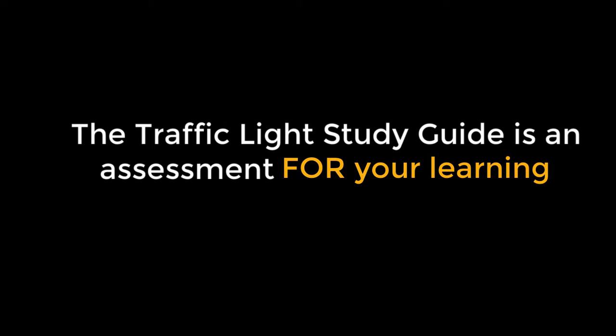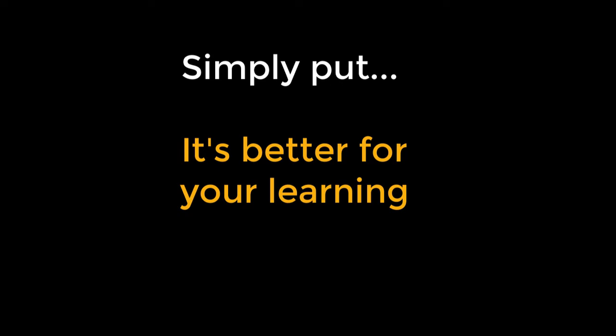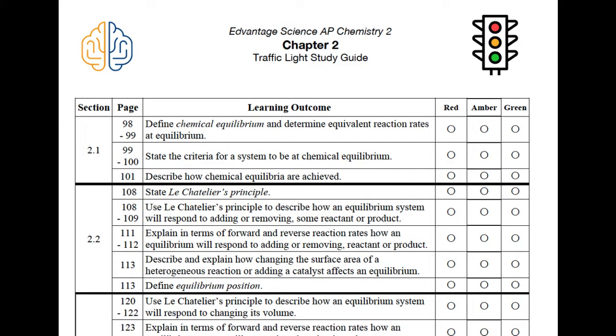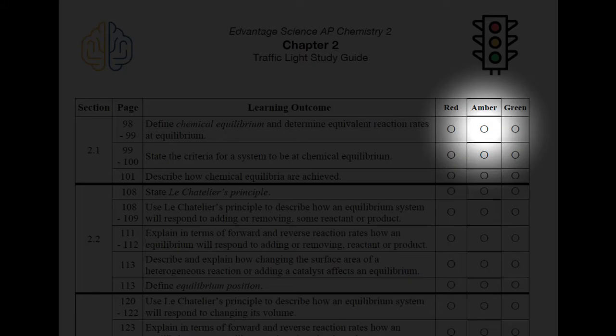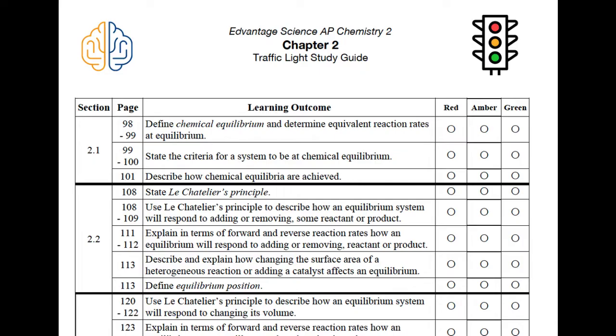Now, this is different than the type of assessment you're probably used to having, which is the assessment of your learning. This type of assessment is anything that you get a grade for. On the screen are some learning outcomes from Chapter 2, and notice there are 3 circles beside each. The circles are designated as red, amber, and green, just like a traffic light. To use the study guide effectively, simply ask yourself, "Can I?" before reading each of the learning outcomes.